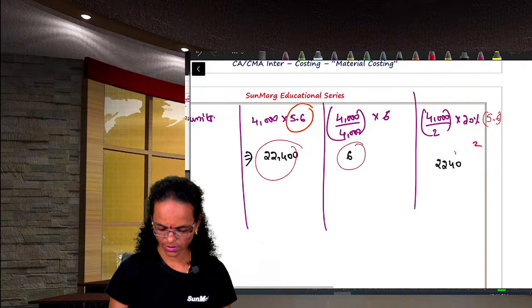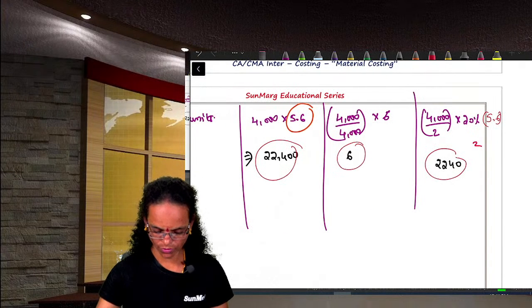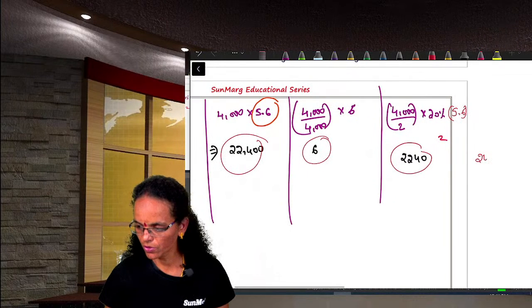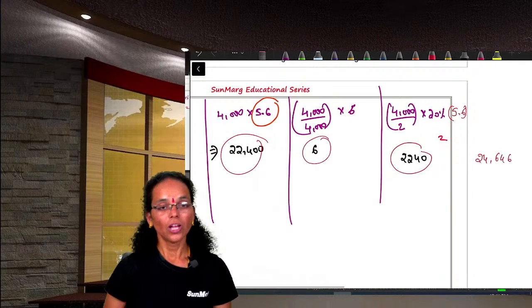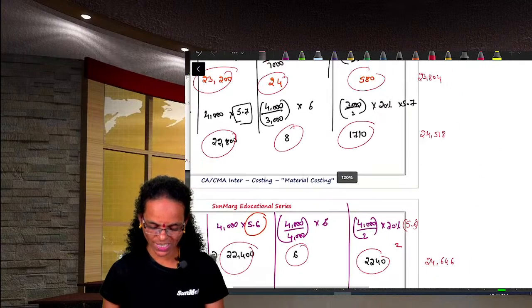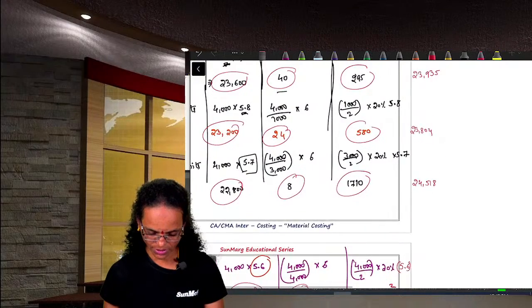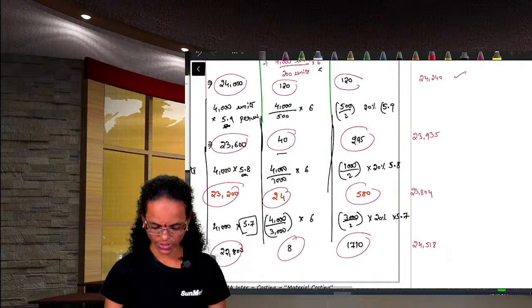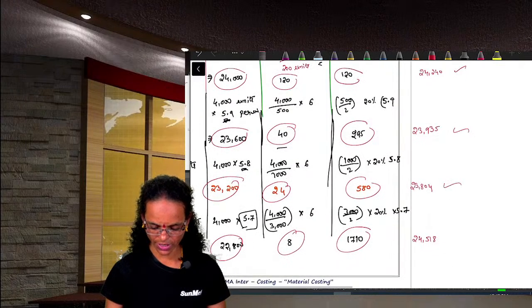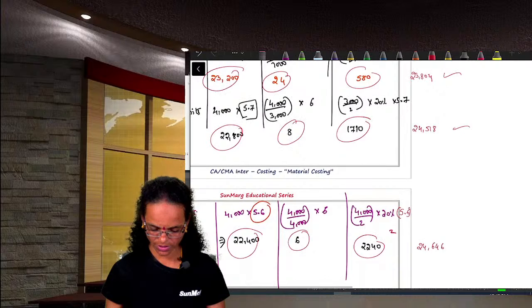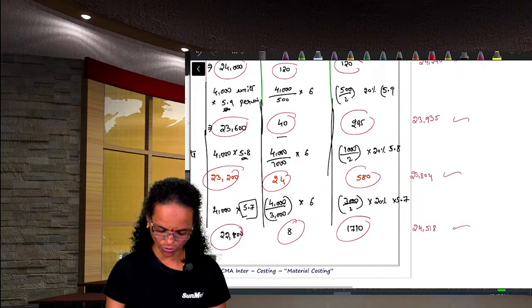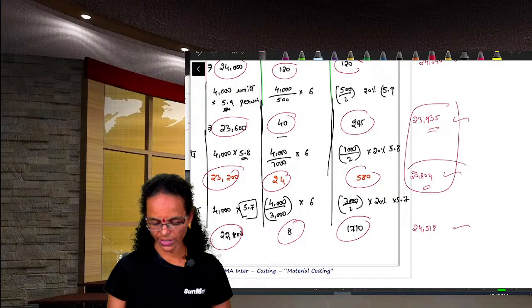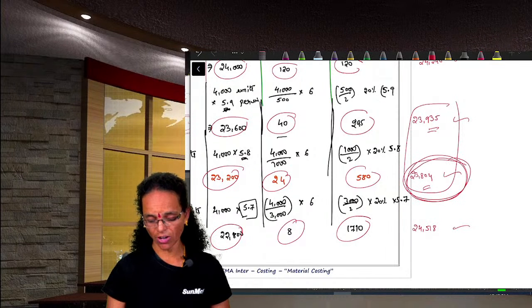Last one, 22,400 plus 6 plus 2,240, that is 24,646. Now we need to check which one is the least cost. The least cost here: 24,240, 23,935, 23,804, 24,518, 24,646. In 23 we have two options, that is 935 and 804. So 804 means this is the least cost we are incurring.